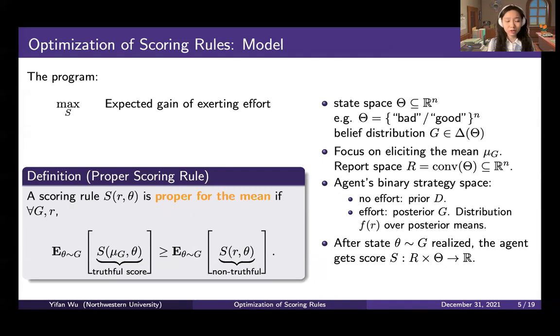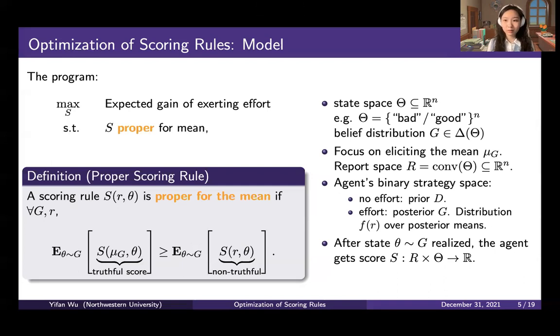We take expectation on both sides. So this expectation is taken over theta when theta follows the agent's belief distribution. This is to say, from the agent's perspective, the expected score of being truthful is at least the expected score of being non-truthful. So the agent will prefer to be truthful.